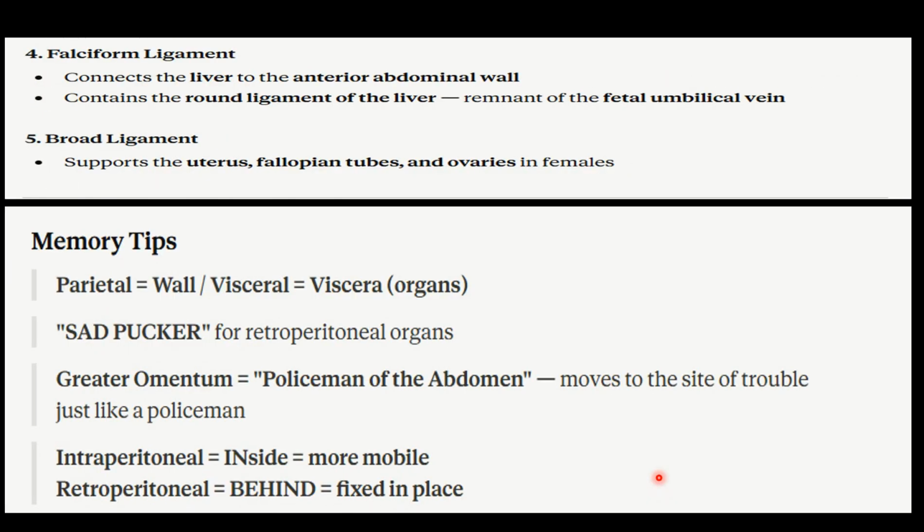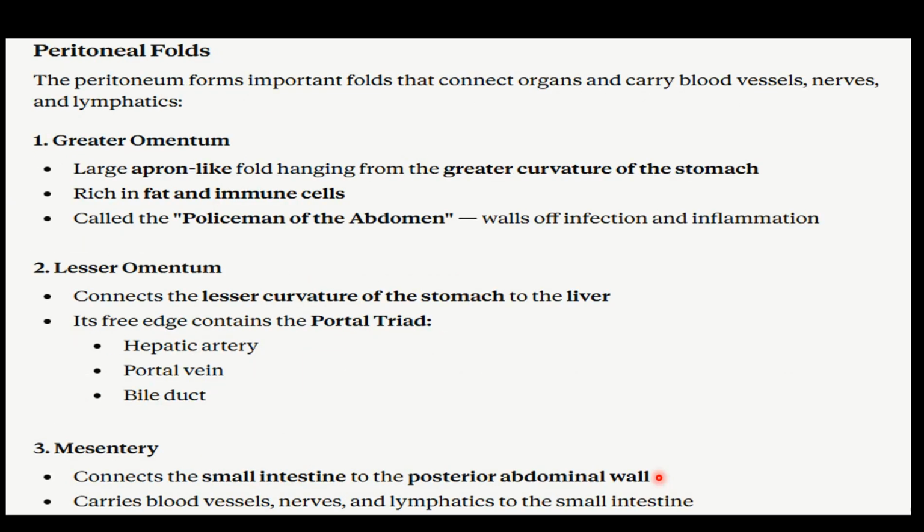Okay, after that there is one more: the falciform ligament, which connects the liver to the anterior abdominal wall and contains the round ligament of the liver, the remnant of the fetal umbilical vein. Clear? And the fifth one is the broad ligament, which supports the uterus, fallopian tubes and ovaries in females. So these are all the important peritoneal folds that we should know, because they will really help you understand the exact location as a medical coder. Clear? I think this part is clear.